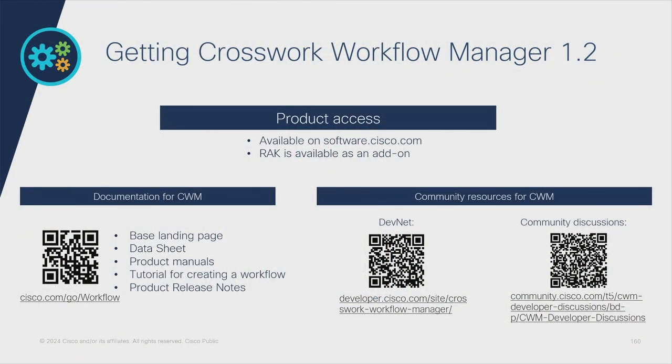Lastly, where can you get CWM 1.2 as well as RAC? They are co-housed, so both are available on software.cisco.com. RAC is available there as an add-on to CWM. All of the documentation for both products is available on cisco.com. And then, of course, there's a great community around support and resources on both DevNet as well as community.cisco.com. So thank you so much. This is everything I had.